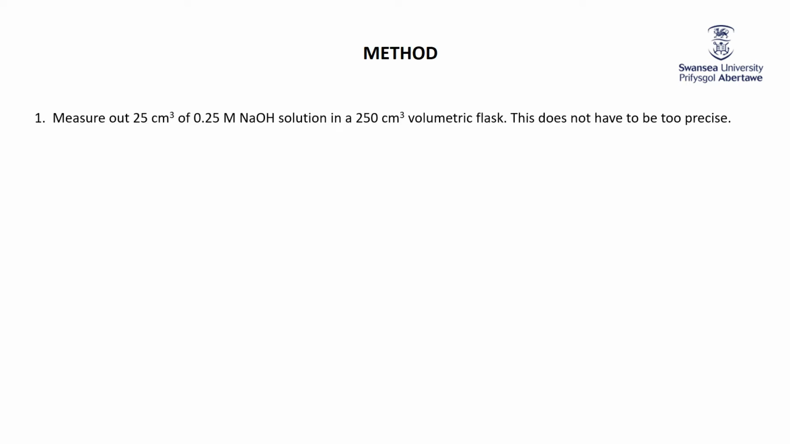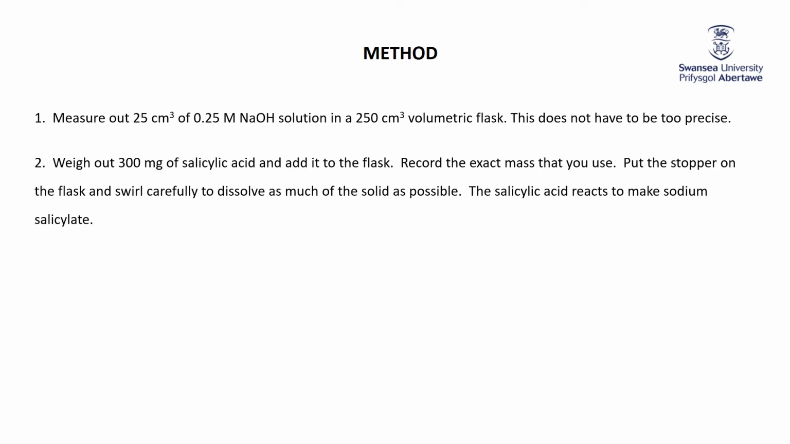The method. Measure out 25 cubic centimeters of sodium hydroxide in a 250 cubic centimeter volumetric flask. This doesn't have to be too precise. Then we're going to weigh out about 300 milligrams of salicylic acid and put it into the flask, recording the exact mass that we use. And then we put the stopper on the flask and swirl it. Because we've got salicylic acid and sodium hydroxide, as we do that swirling, the salicylic acid is making the sodium salicylate.